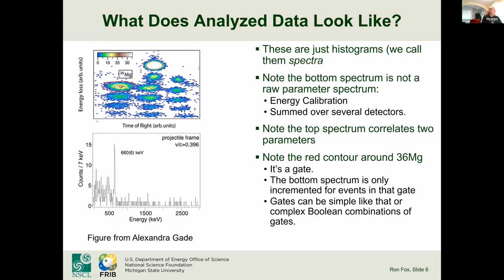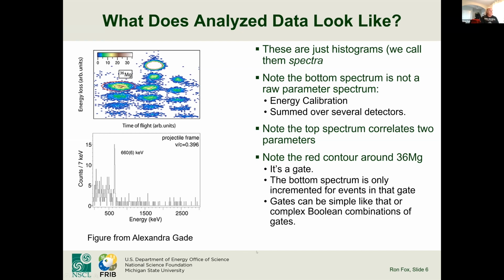This spectrum, time of flight on the x-axis and energy loss on the y-axis, gives you isotope resolution. Each of these rows is an element, and each of these columns is an isotope within the element. So this is 36 magnesium, 37 magnesium, and so on. At the bottom, this x-axis is not a raw x-axis. It's a computed parameter. It's an energy calibrated value.